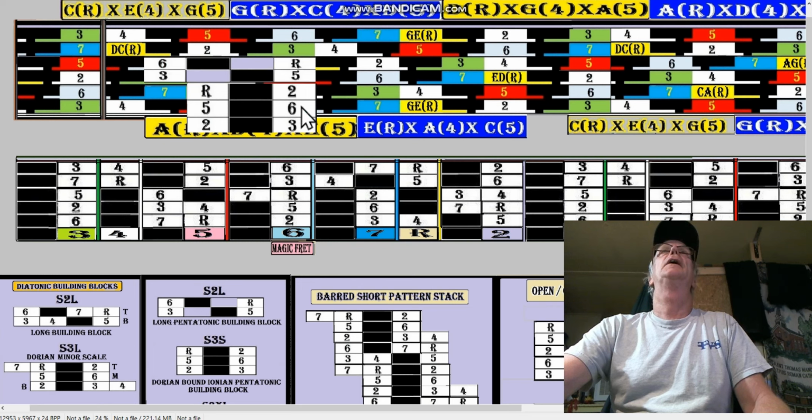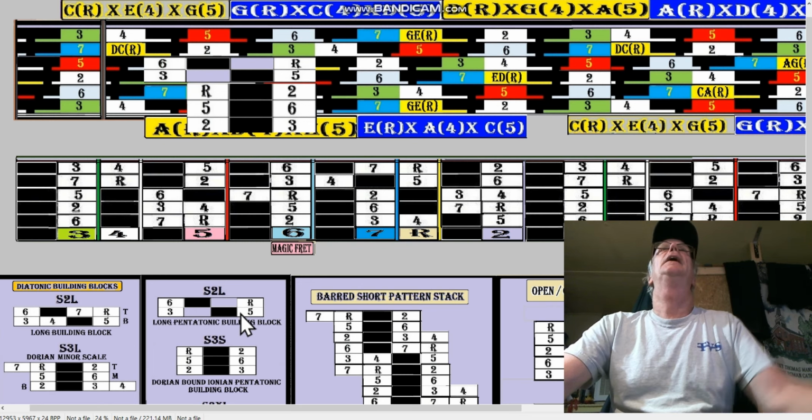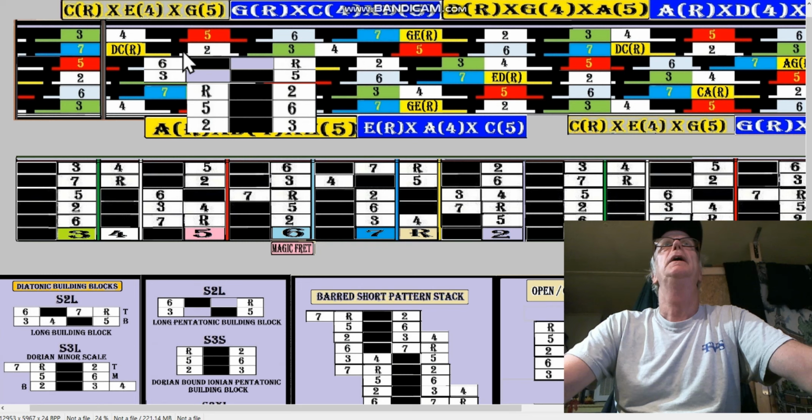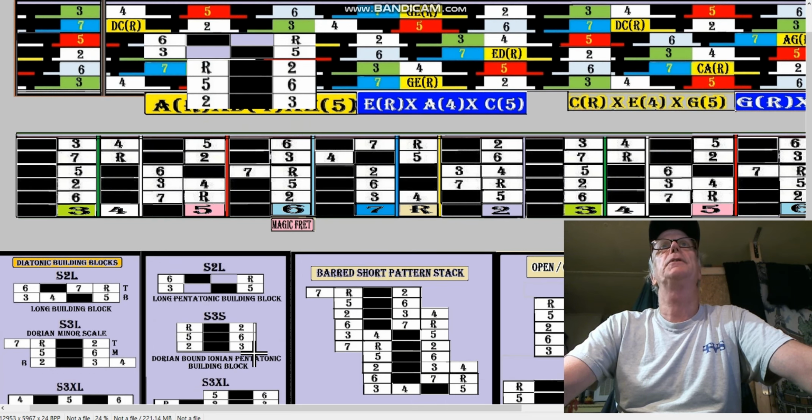Alright, that is an S3L. Now, do these line up? 5, 6, 7, root, 2, 3, 4, 5, 6, 7, root. And then we're going to have another S3S or an S3L up top there. In pentatonic, it's going to be an S3L, S3S.